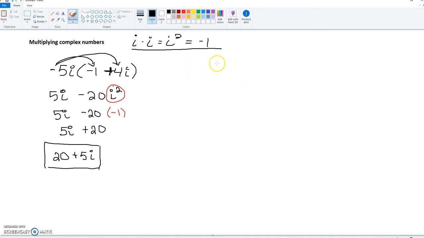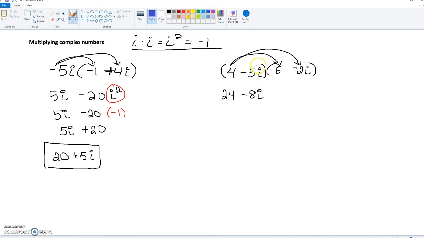Another example you'll have is when you have two binomials being multiplied together. And so let's say we've got 4 minus 5i times 6 minus 2i. And of course, we remember back from week 3, we used FOIL, and so we're going to use FOIL again. So 4 times 6 is 24. 4 times -2i is -8i.